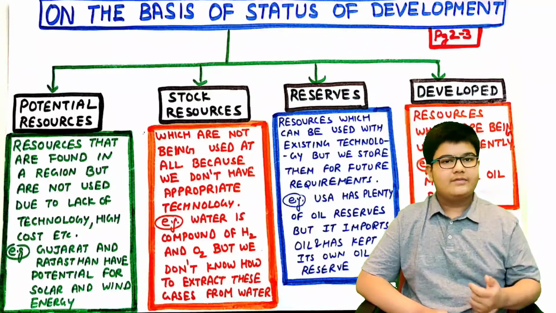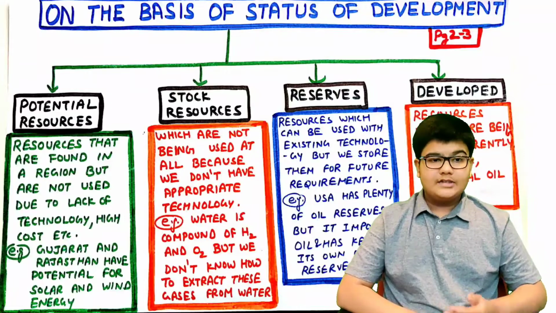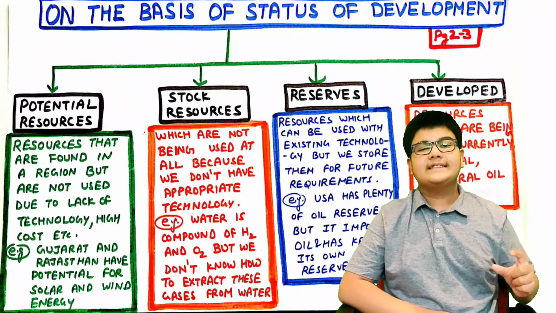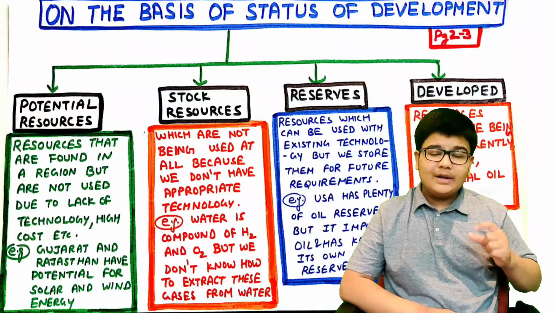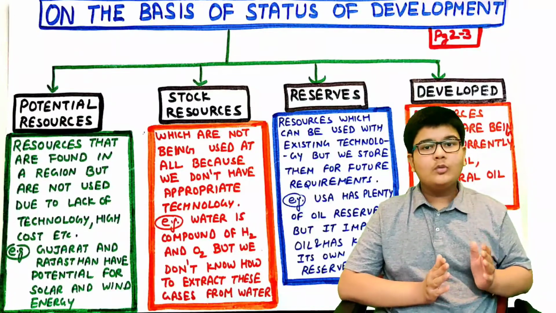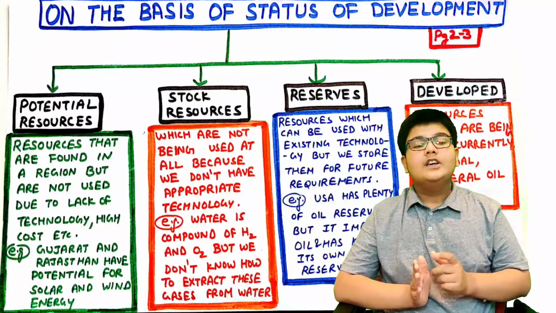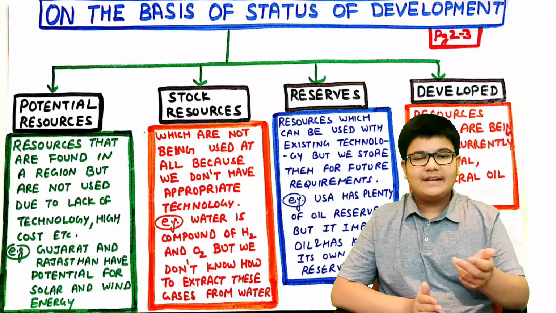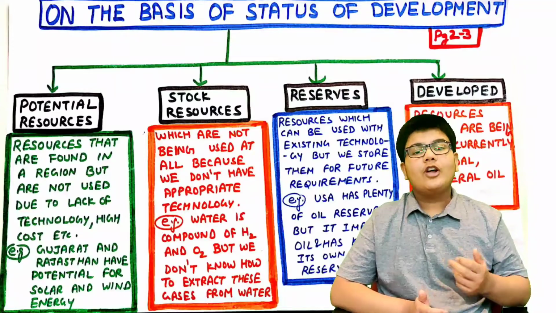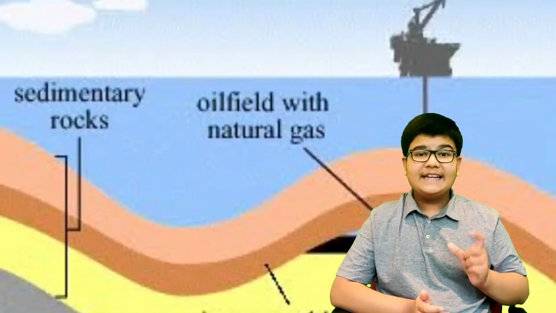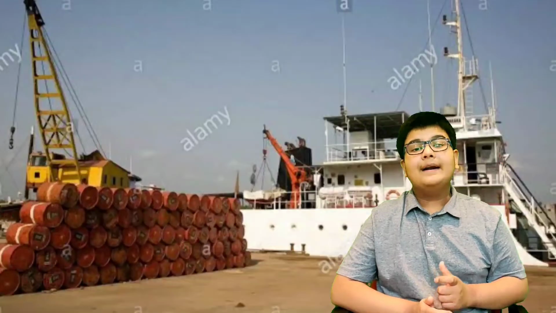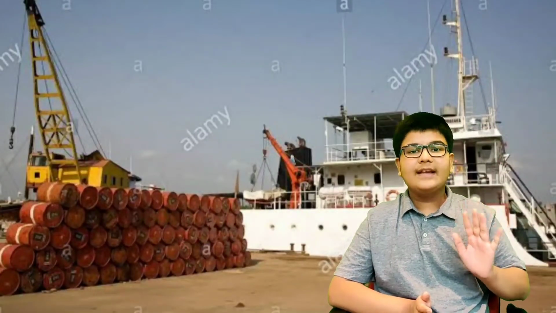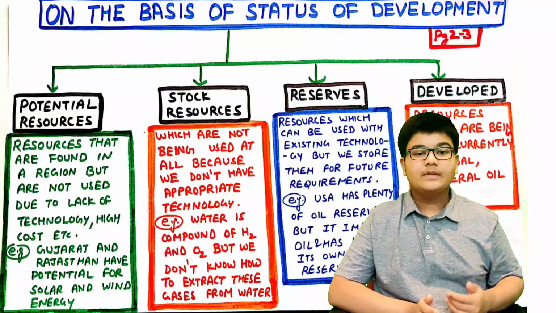Third, reserves. These are those resources which can be used with the existing technology, but they are not being used, to meet the future requirements. So these are the resources which we store for the future. This will be cleared better with the help of an example. For example, USA has plenty of mineral oil reserves, but it is importing oil from other countries and it is saving its reserves for the future.